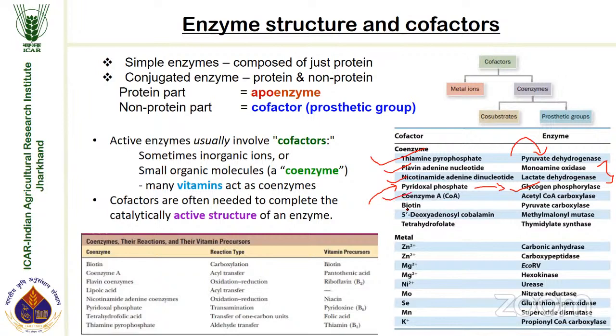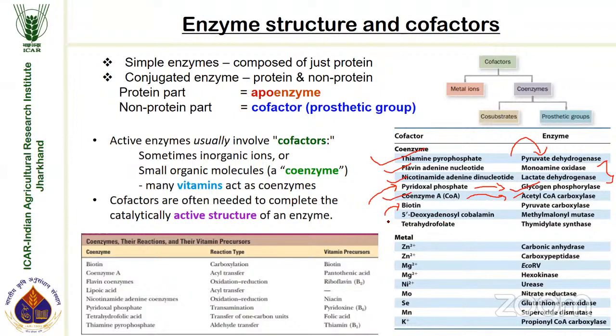Coenzyme A, and even biotin, coenzyme A and pantothenic acid. It is not written here. Pantothenic acid and coenzyme A are both very important in fatty acid metabolism, where they catalyze transfer of acyl groups. Similarly, biotin is important for transfer of carbon.